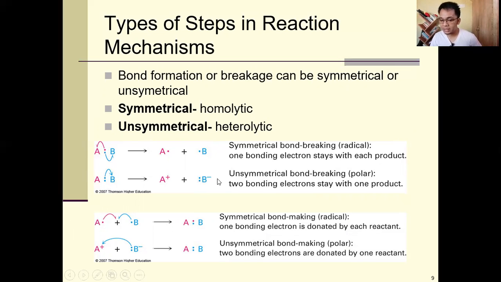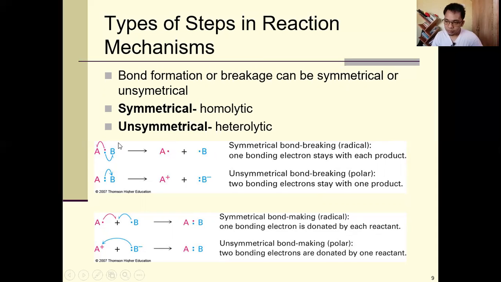Kaya siya nag-generate ng negative charge. This one here is positive charge, because electron is negatively charged. And kapag nawala ng electron sa A natin, magiging positive charge siya. Whereas here in our symmetrical or homolytic cleavage, it is equally distributed. So neutral magiging charge nila kasi they both contain an electron.